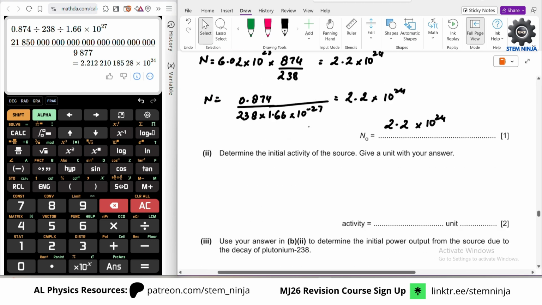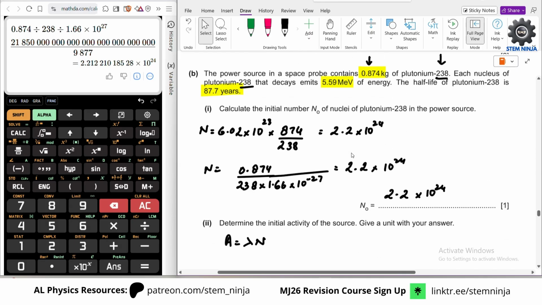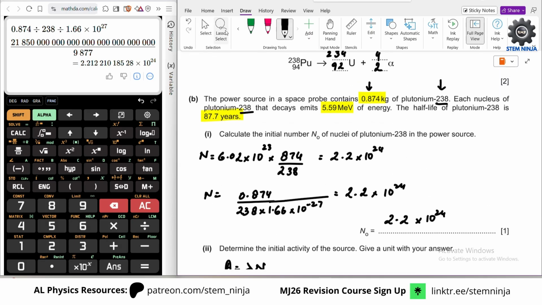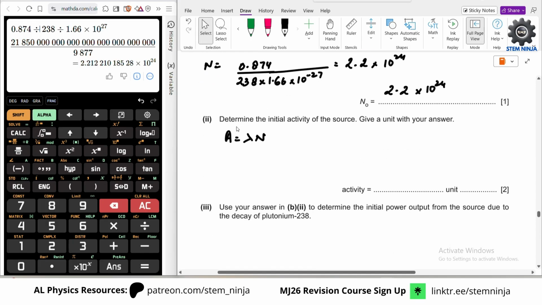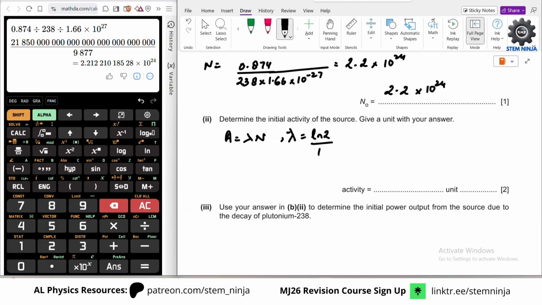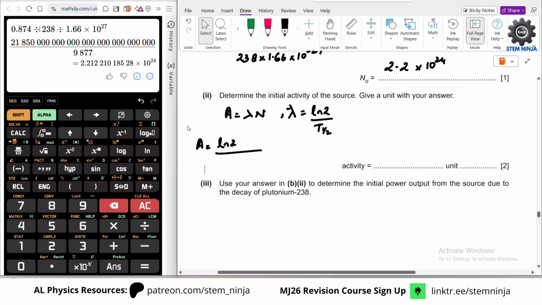Determine the initial activity of the source. So we know activity is lambda N. Lambda is the radioactivity constant. And how do we find lambda? They gave us the half-life. So lambda is equal to ln2 over half-life. So initial activity would be ln2 over 87.7 years. That means we need to convert it into seconds.